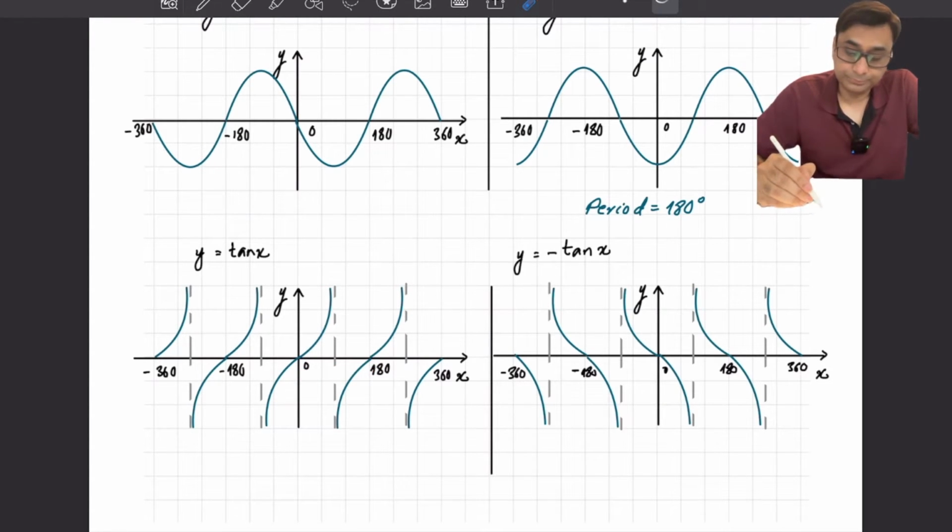One more thing that you can identify: here the largest value is 1, here the largest value is not 1, the largest value is infinity. But the value that's between the largest value and the 0 value is going to be 1 in this case. So it's like if at 0 you have tan being 0, at 90 the value of tan is infinity, so at 45 the value of tan is going to be 1.